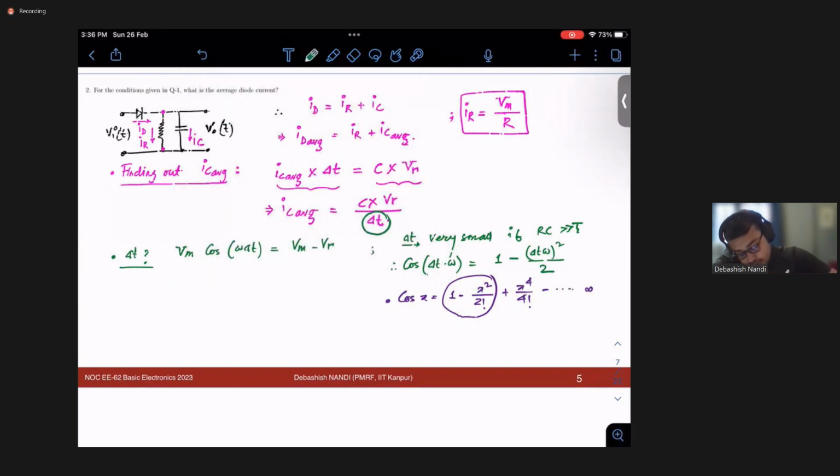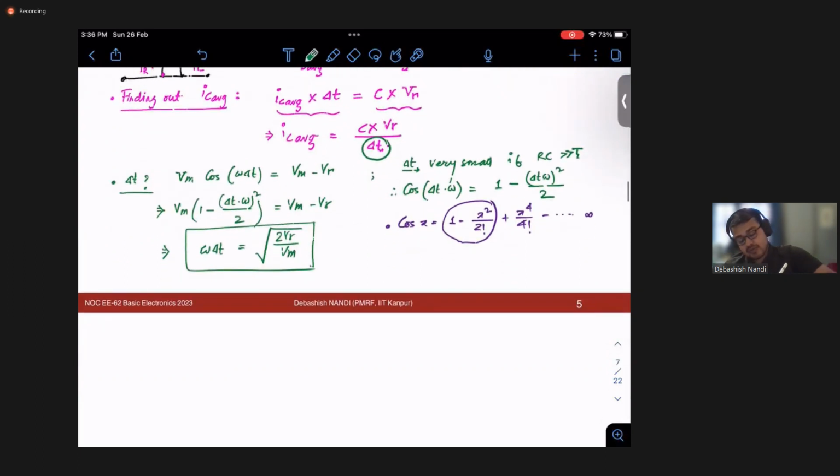So if you solve this, you will find Vm times 1 minus (delta T into omega) whole square by 2 equals Vm minus Vr. Then Vm gets cancelled. Then omega delta T becomes root over 2Vr by Vm. Okay.